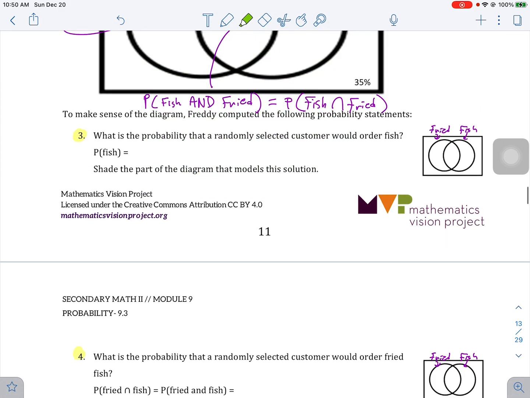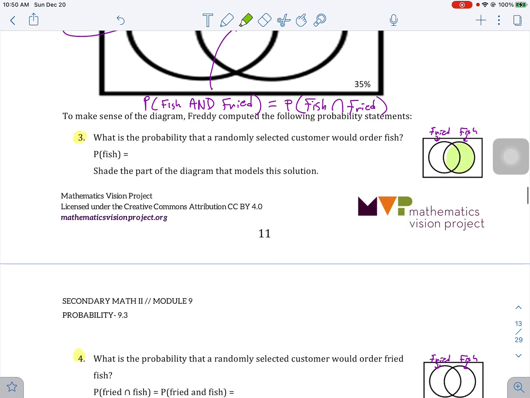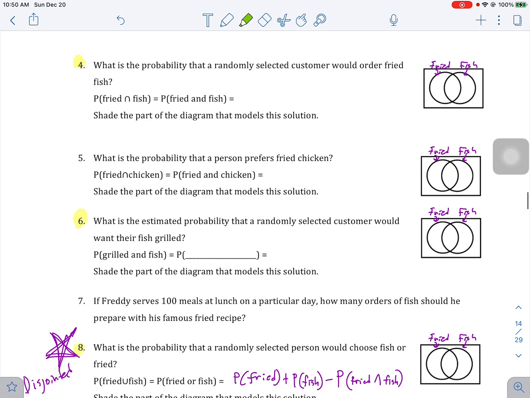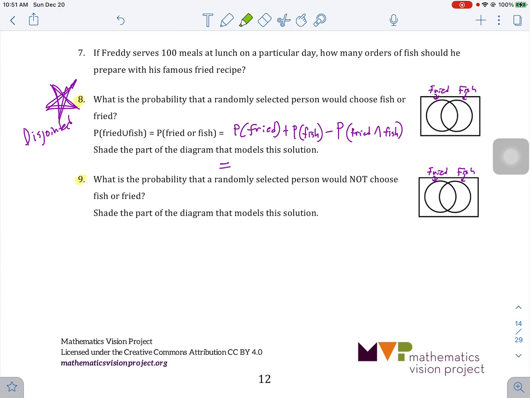Let's do this. So the first model is the probability of fish. Well, that's everything in the circle out of the total. Fried fish, well, that would be the intersection. Fish and grilled, so they want the fish but not fried, so fish and grilled is going to be something like that. This is the tricky one. It's this or clause. So it's the first time that they've introduced the or clause. Notice it's the same as the union symbol. So this or and this union symbol, they mean the same thing.